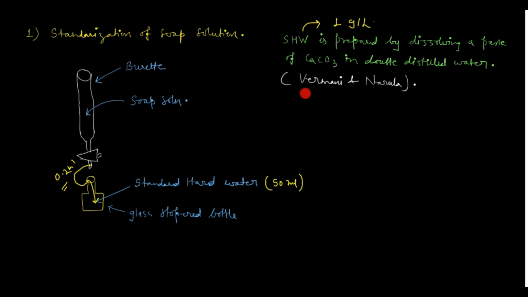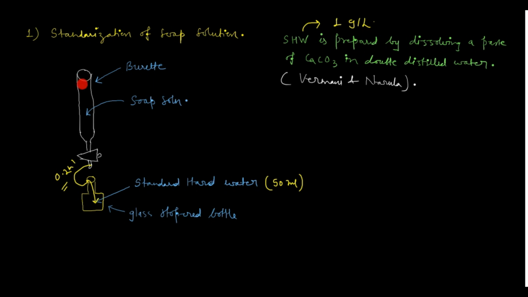The method is given in Theory and Practice of Engineering Chemistry by Vermani and Narula. You can go there to see how we can prepare the standard hard water. Here we fix the hardness of the standard hard water as 1 gram per liter, please remember. So I will dissolve 1 gram of calcium carbonate in 1 liter. This is very important, you need to understand.